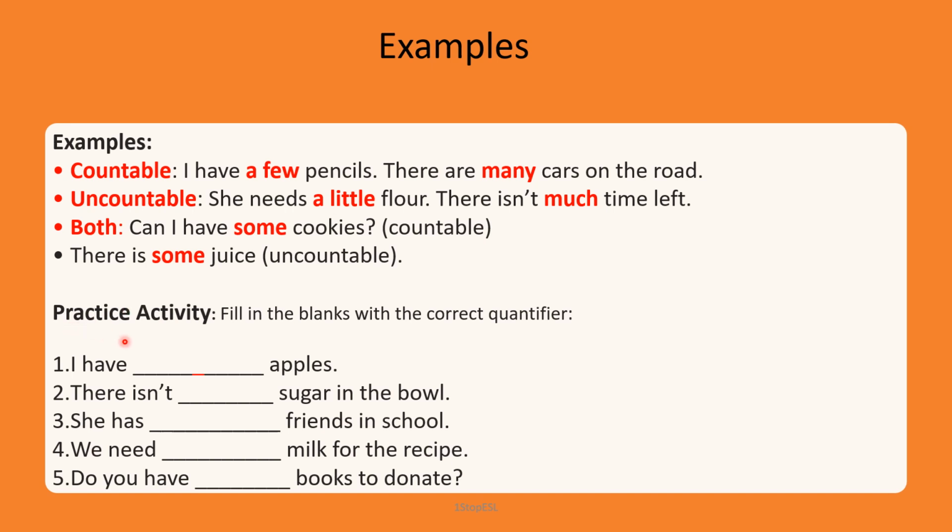Okay, practice. Have a look at these sentences and choose the correct quantifier. All right, read the whole thing. I have, blank, apples. What can you say? I have a few apples. Or you could say I have some apples.